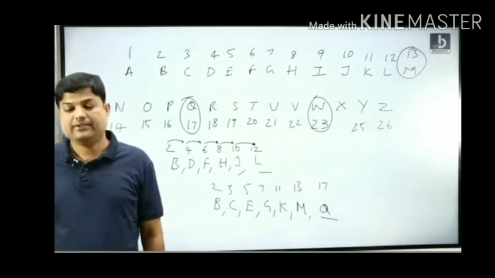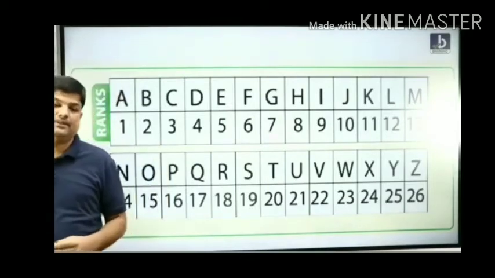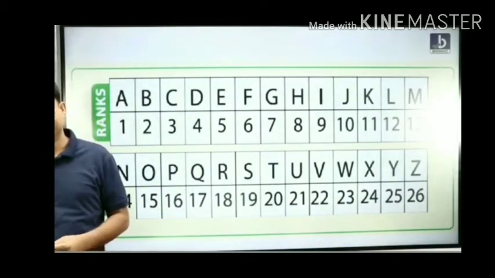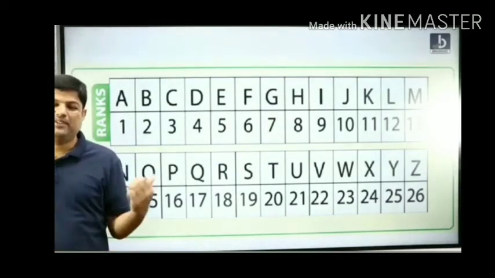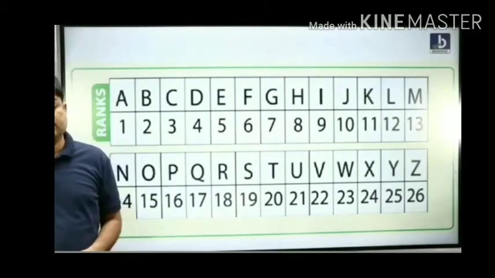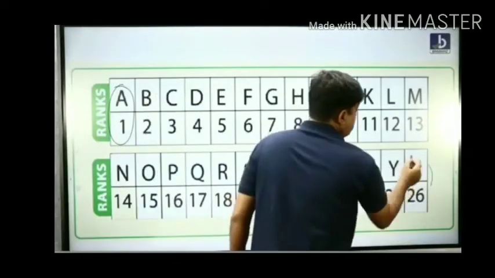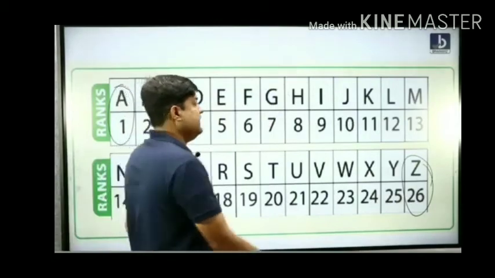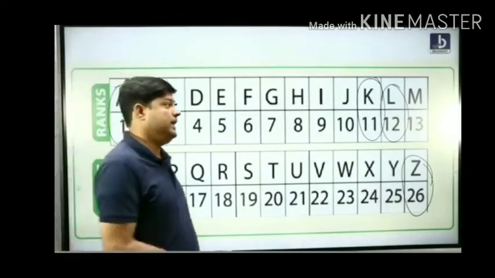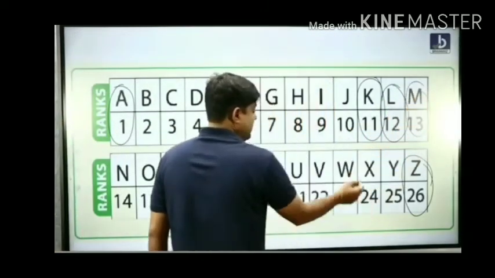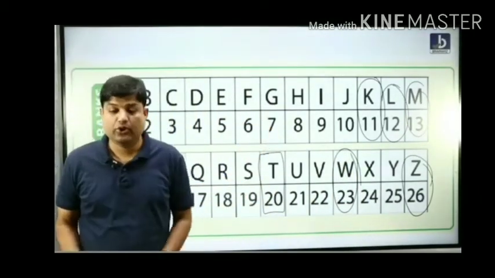I request you to remember these. I'll give you 1 minute, please copy these things. You should remember all the time: A is 1, Z is 26. Kings 11 Punjab. L is 12, like a rhyming word. M, when you bend it, looks like 3, that is 13. W is 23. And you all know this is T20.